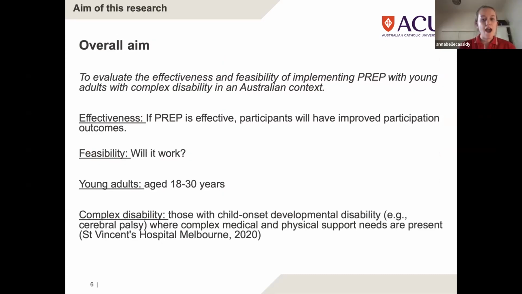So the aim of our study was to evaluate the effectiveness and feasibility of implementing PrEP with young adults with complex disability in an Australian context. Sorry, Tash, I jumped in.